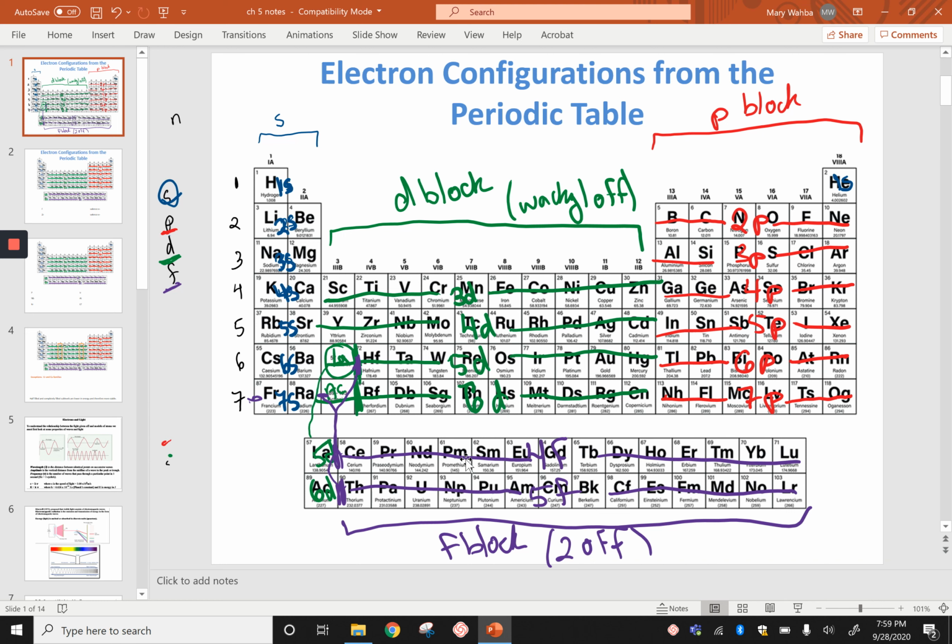And then the F holds up to 14 electrons, and so you find the block of 14, which is the inner transition metals, but they are 2 off from the count. So if you're in the 6th period, you go 4F. If you're in the 7th period, you go 5F.